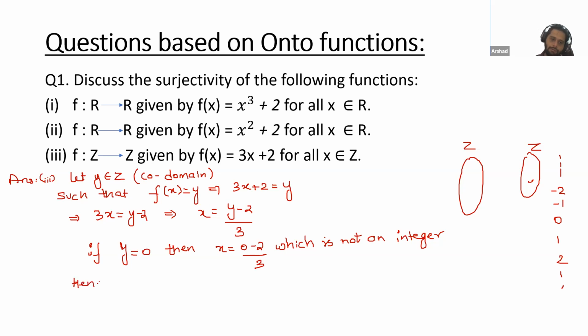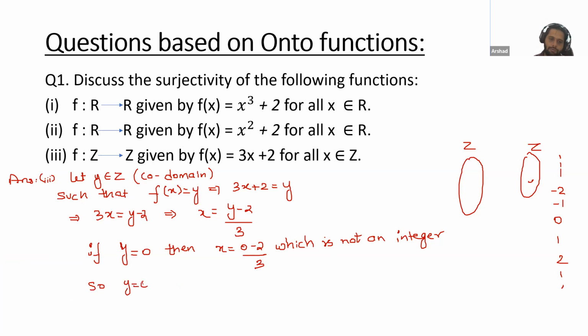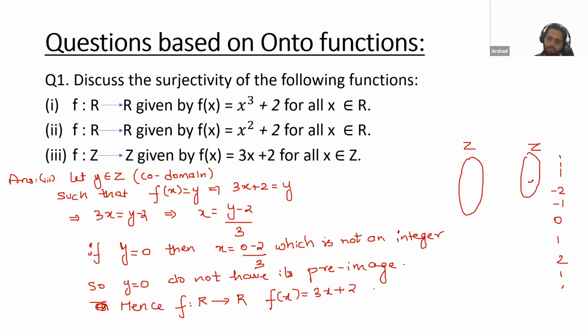Hence, this function: y is equal to 0 does not have its pre-image, so hence the function f from R to R, this one, f(x) is equal to 3x by 2, is not onto. Okay, so you can do this.